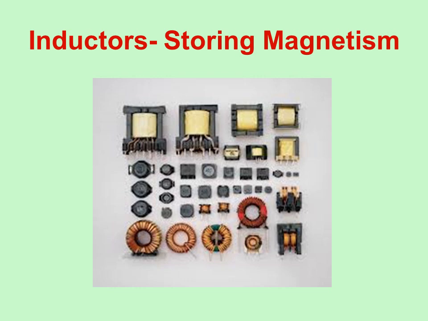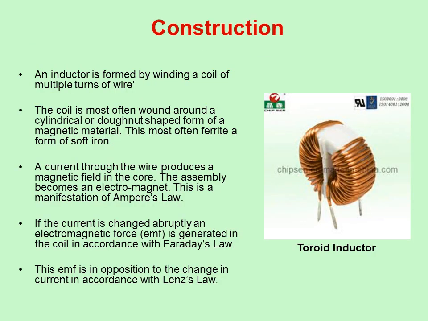Inductors, storing magnetism. An inductor is formed by winding a coil of multiple turns of wire. The coil is most often wound around a cylindrical or donut-shaped form of a magnetic material. This is most often ferrite, a form of soft iron.